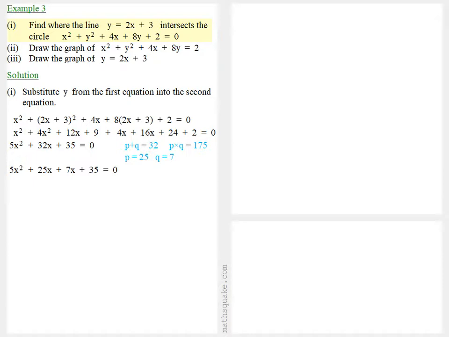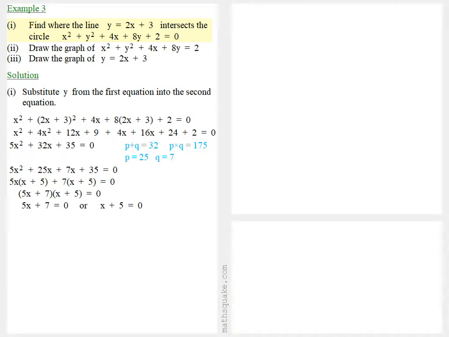Now if we look at the equation 5x squared plus 25x plus 7x plus 35 equals 0, we can factorise it pairwise. The first two terms have 5x in common, so that's 5x times (x plus 5), and the second two terms have 7 in common, so that's plus 7 times (x plus 5) equals 0. Now the two brackets are the same, and so we can again factorise and have (5x plus 7)(x plus 5) equals 0. Now if two things multiply to make 0, then one of them is 0.